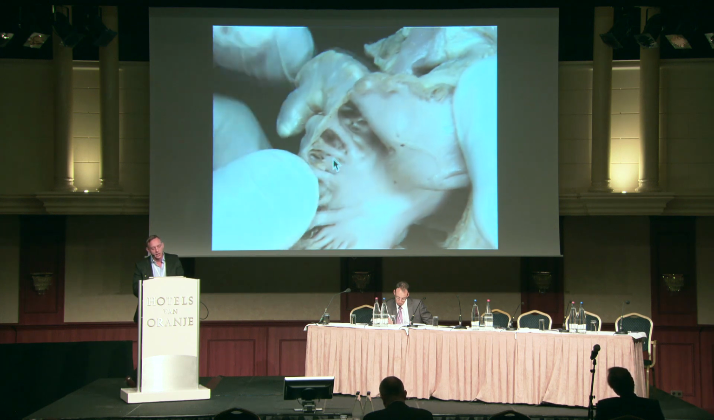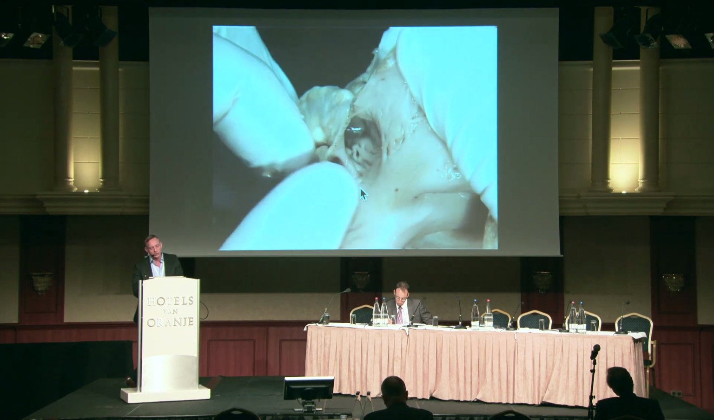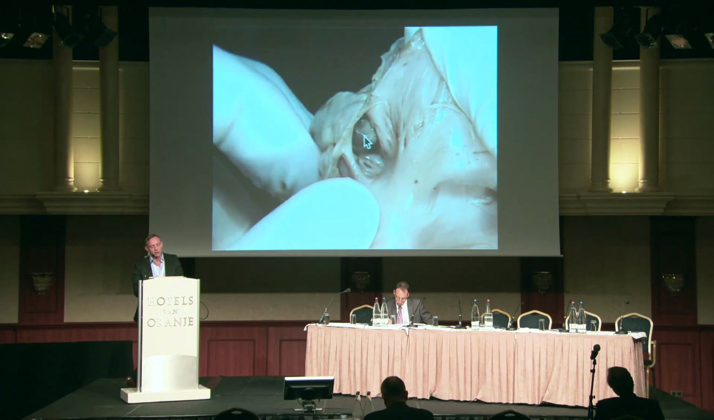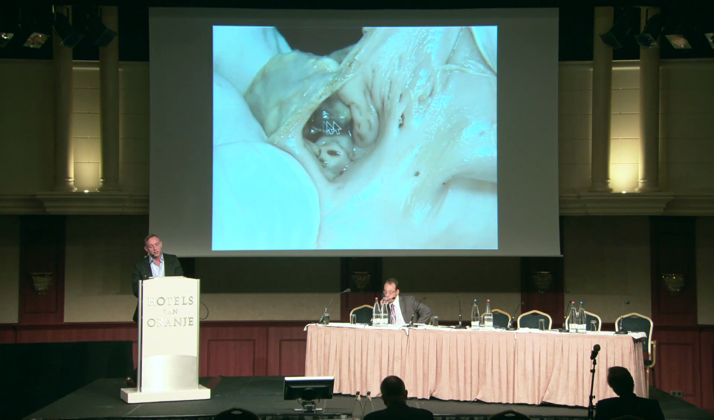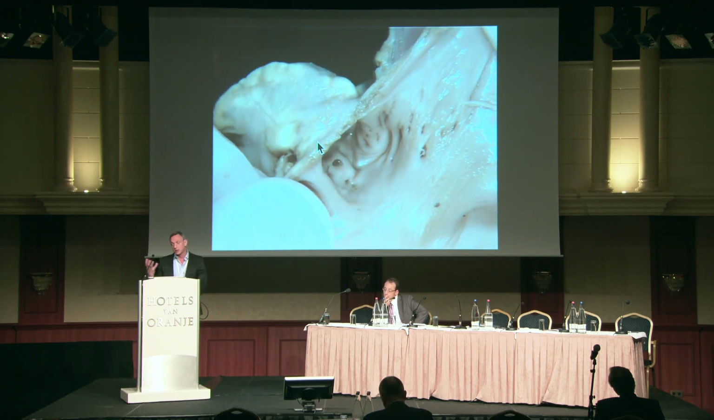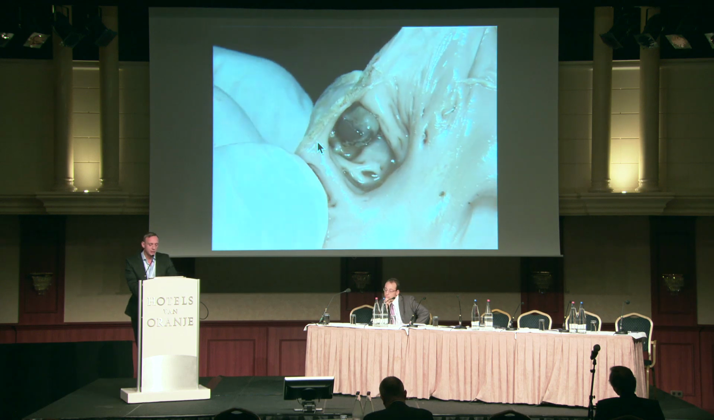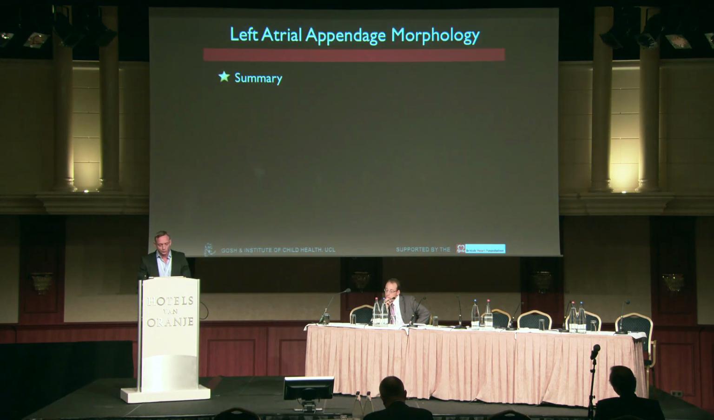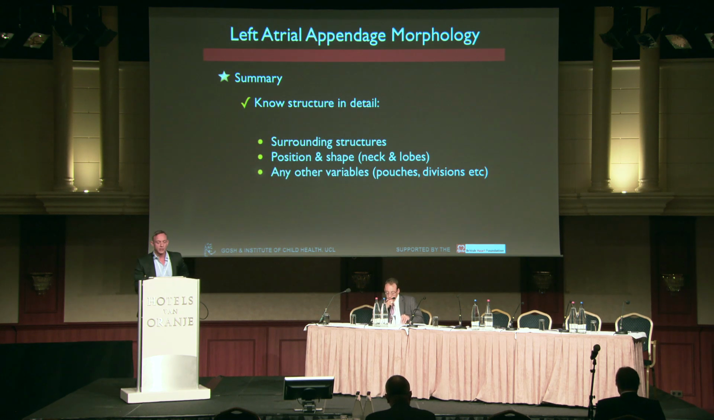So here you can see a thrombus which is anchored within the pectinate muscles, and a much larger thrombus there within the tip of the appendage, anchored and stuck in between the strands of the pectinate muscles themselves. So in summary, I do think it's important to look at the structure in detail. I think we do need to have knowledge of surrounding structures, of the overall position and morphology of the left atrial appendage in terms of its os and the lobes, to be able to assess whether and which device we can place within these appendages.